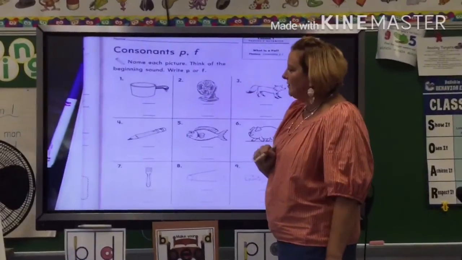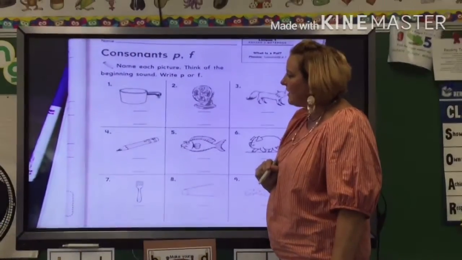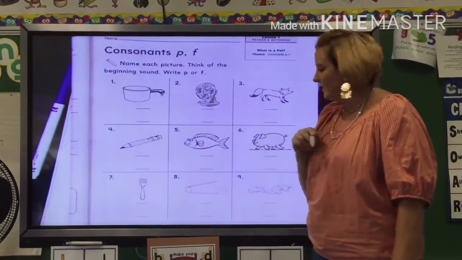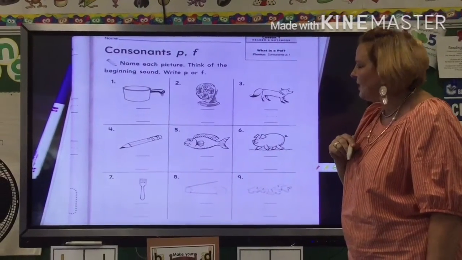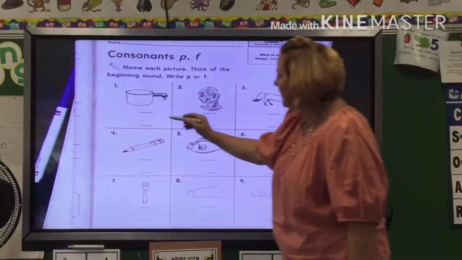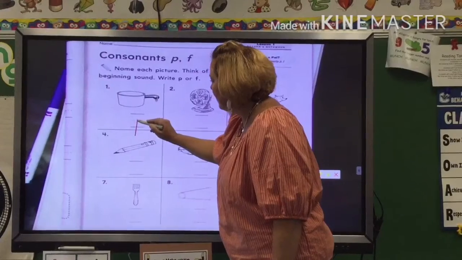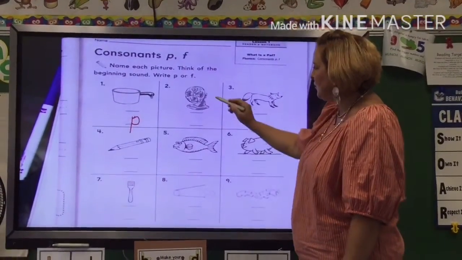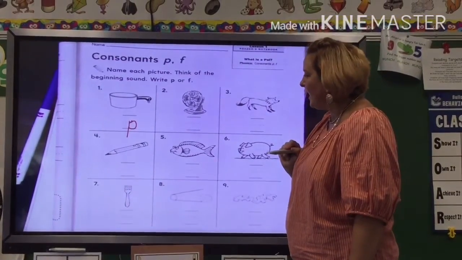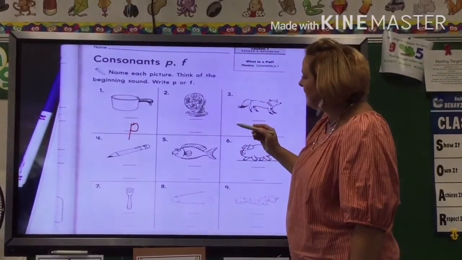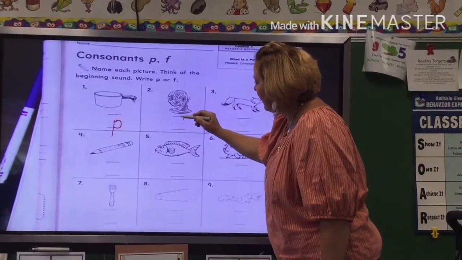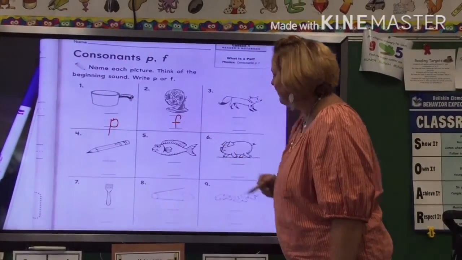Let's look at number 1. I want you to look at number 1 and think about what that picture is. It's a pan or a pot. And what would that start with? P. Number 2, look at the picture. We have a fan. Would that be a P or an F? An F for fan.